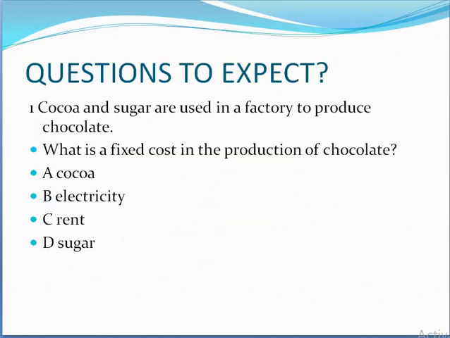Here is an example of question to expect from this chapter. Cocoa and sugar are used in factory to produce chocolate. What's the fixed cost in the production? Cocoa, electricity, rent, sugar. The answer is rent. Why? Because this is the building cost. And this does not vary on how much cocoa and sugar you are producing per day.